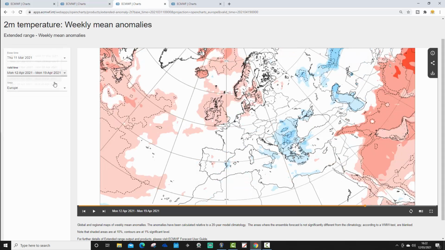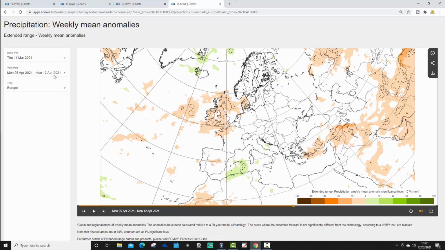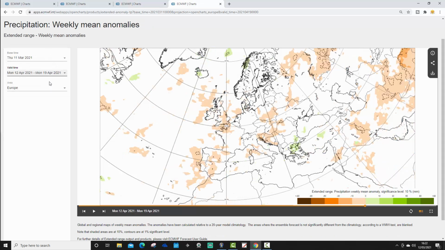The week 5 temperature anomaly looks milder as well. So proper spring-like weather as we're going through April. And finally, the precipitation anomaly of week 5, again, because we're close to that ridge of high pressure, we hint at being drier than average too.